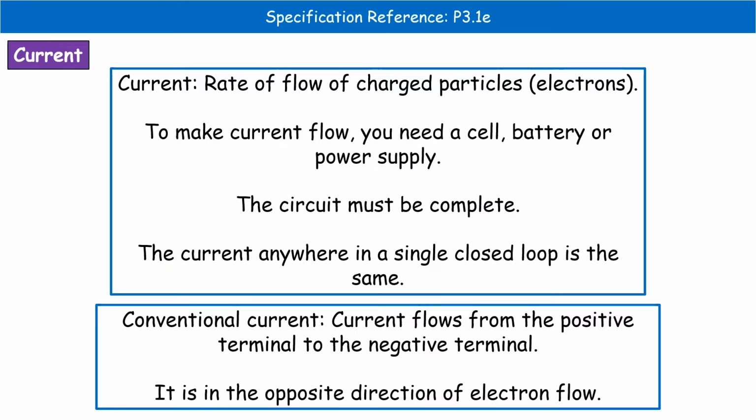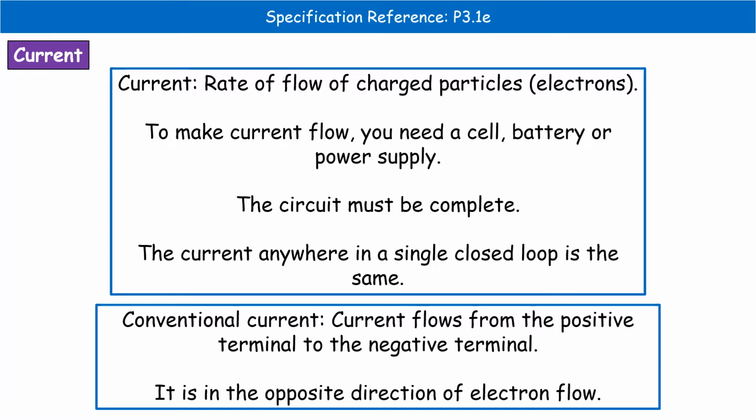To start us off then, what we need to know is what we're talking about when we refer to current. So quite simply, current is the rate of flow of our charged particles, which when we're talking electrical circuits will be those electrons. Now, in order to make current flow, we've got to have a cell, a battery or a power supply, and the circuit must be complete. This brings us on to one of our first little facts to learn, if you like, which is that in a series circuit, so a single loop, the current will be the same everywhere in that loop.